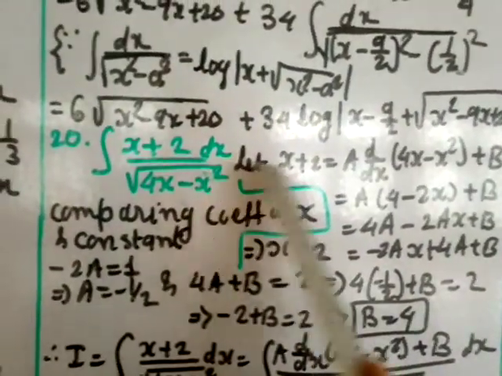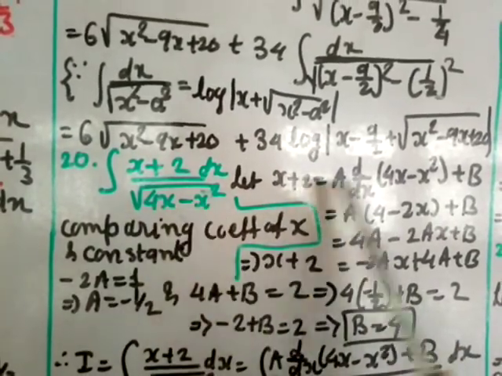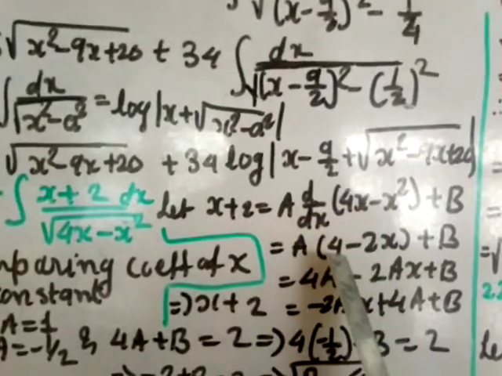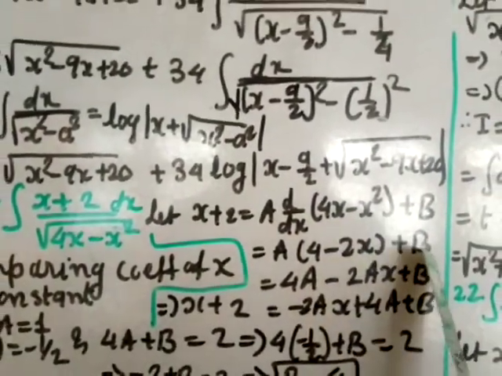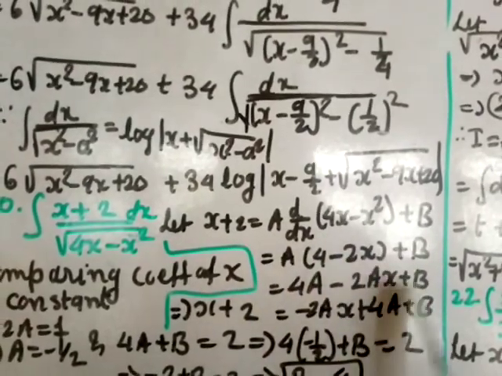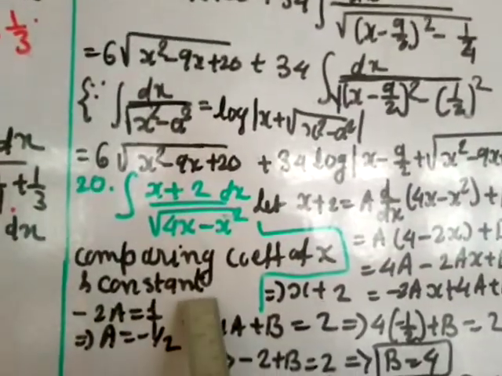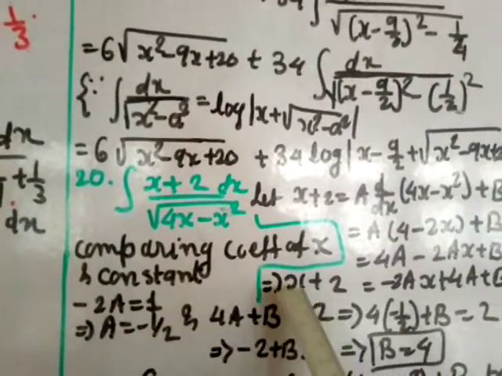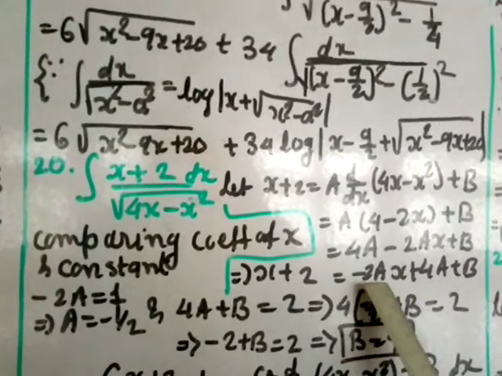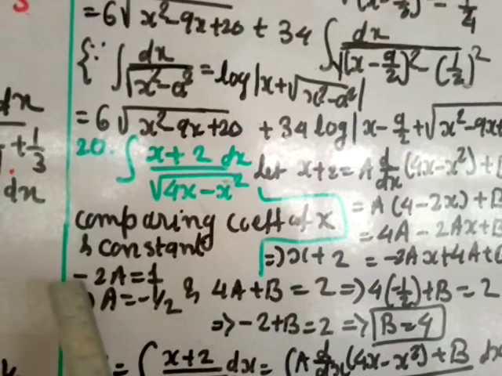So the numerator is x plus 2 equal to a times the differential of the denominator, that is 4x minus x square, plus b. First differentiate: 4x derivative is 4, x square is 2x, plus b. Multiply inside, so 4a minus 2ax plus b. Now compare the coefficients of x and the constant term. Here the coefficient of x on this side is minus 2a and on the other side it is 1. So minus 2a equal to 1, so a is equal to minus 1 by 2.